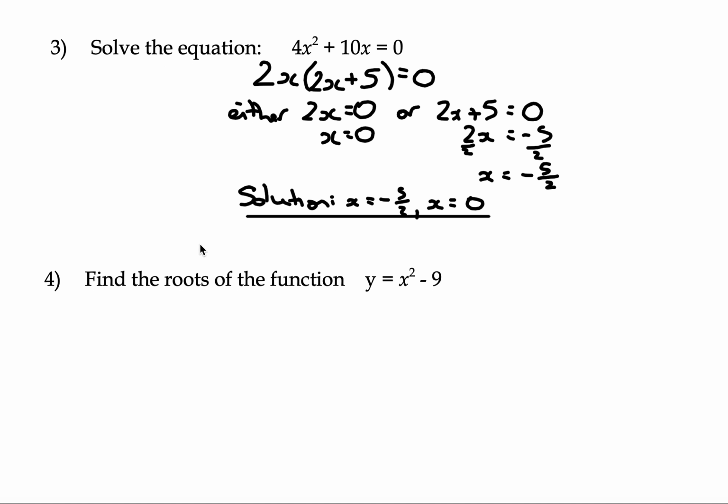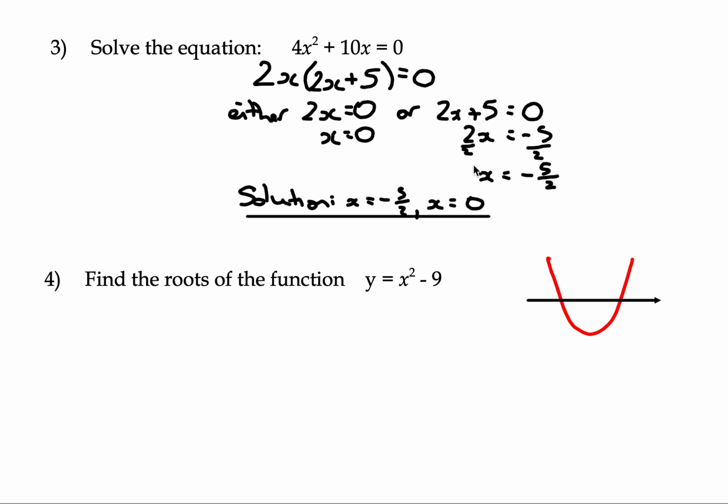Let's look at the last one here. It says find the roots of the function y equals x squared minus 9. So there's not an equation there, we have to rewrite it. That's basically saying there's some kind of quadratic curve like that, and there's an x-axis somewhere, although we don't know where. There's the x-axis, and we're wanting the roots of it.